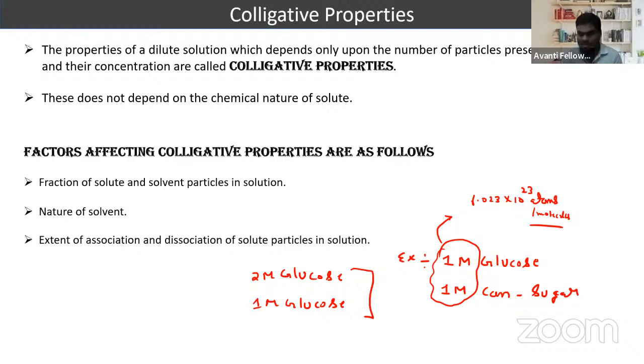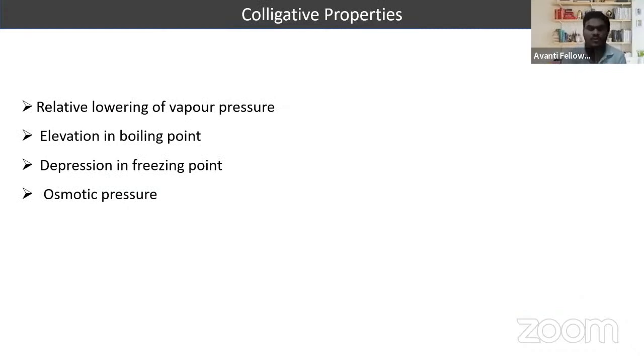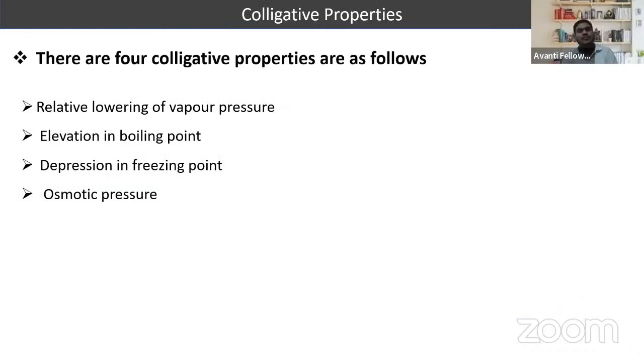Okay, now let's move to the next thing. There are four colligative properties. The first one is relative lowering of vapor pressure. The next ones are elevation in boiling point, depression in freezing point, and the osmotic pressure. These four are the only colligative properties we are going to study in this chapter, solutions.